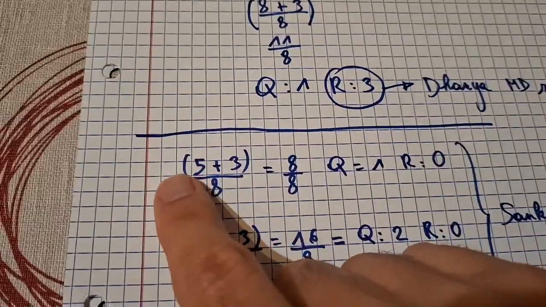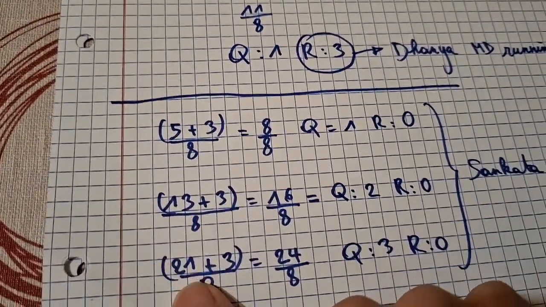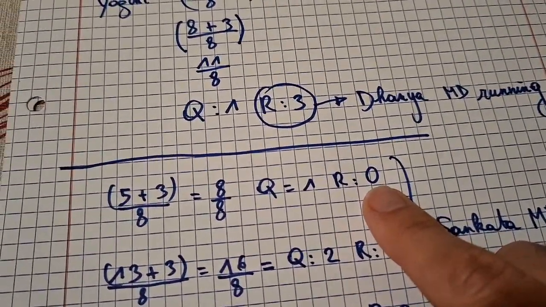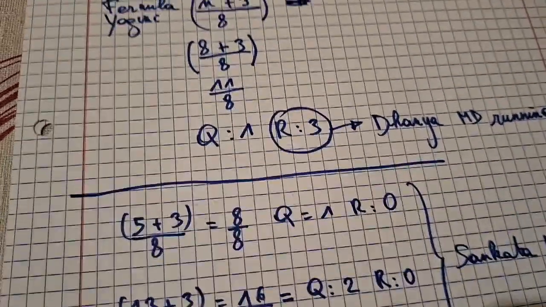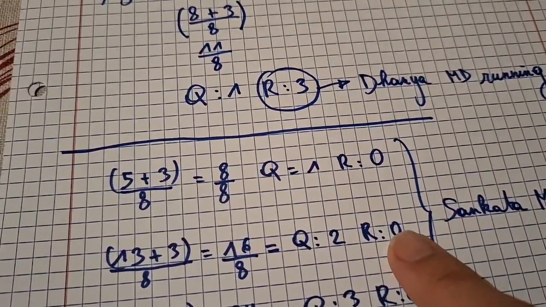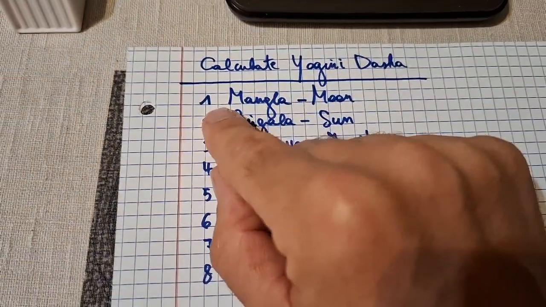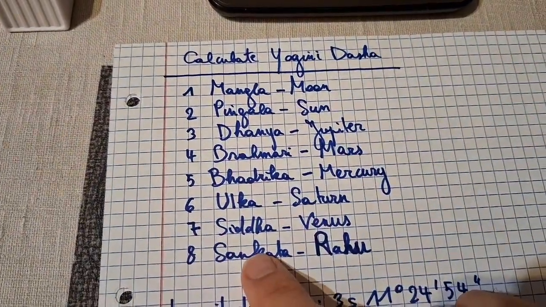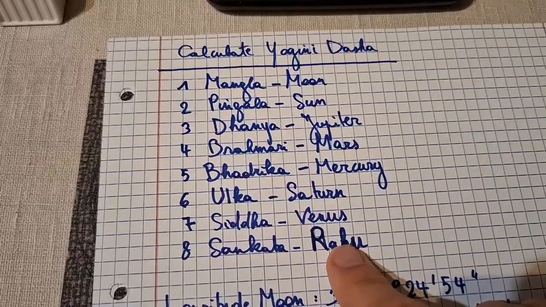If it's the 5th nakshatra or the 13th nakshatra or the 21st nakshatra, the remainder will in all 3 cases be 0. And that means that Sankata Mahadasha is running. How can you remember it? Well, 0 comes before 1. And because it's a cycle, before 1, it's the 8th Yogini Dasha that's running, ruled by Rahu.